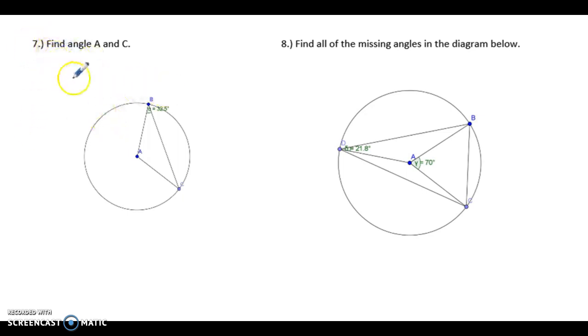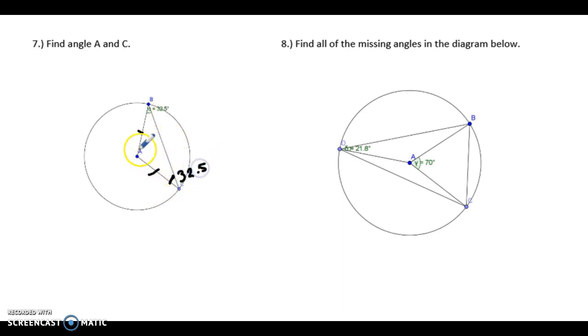So when we talk about circles, we are always looking for radii because we know that radii in a circle are congruent. So in number 7, I can mark that AB is congruent to AC, which then makes this triangle isosceles. And once that triangle is isosceles, you know that base angles are congruent. So this angle is going to be congruent to that one, which is 32.5.